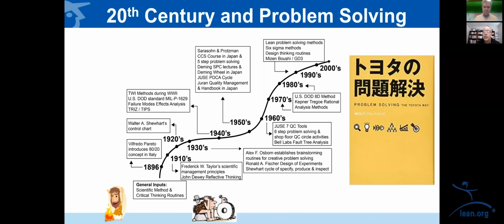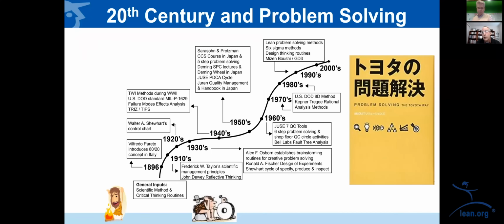And interestingly, there was a book published in Japan. Unfortunately, it's only in Japanese, but some retired guys from Toyota, very influential general managers and big developers of the Toyota Way, came out with a book called Problem Solving the Toyota Way two or three years ago. And it framed different ways that Toyota solves problems. Yes, there's one basic 8-step method, but there's lots of shades of gray and lots of flavors.